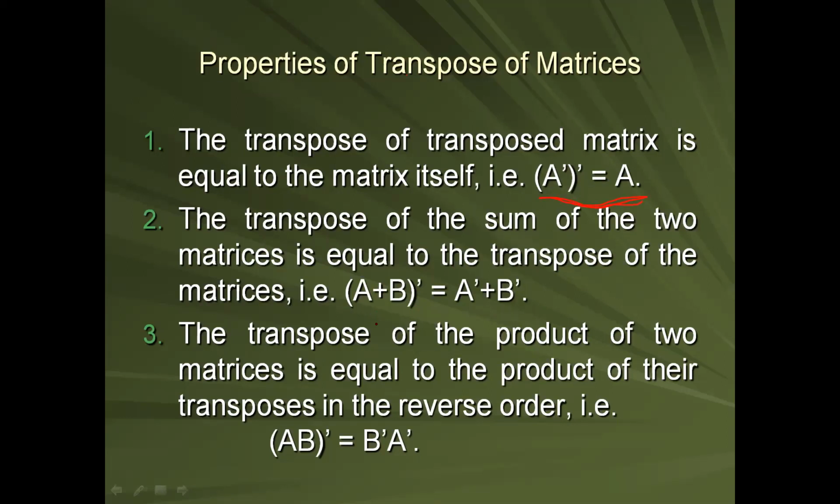Now, if I ask you to prove this by giving an example, what you can do is take two different matrices A and B, and then take the left hand side as (A plus B) whole dash and the right hand side as A dash plus B dash, and they both should be equal. That's how you can prove it.